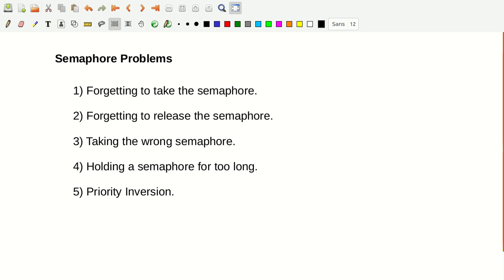Okay, in the last video we discussed how the semaphore technique solved the problem of shared data between two different tasks, but there are some problems associated with using this semaphore technique also. So, we will discuss a few points regarding that. What are the disadvantages of using this semaphore technique?